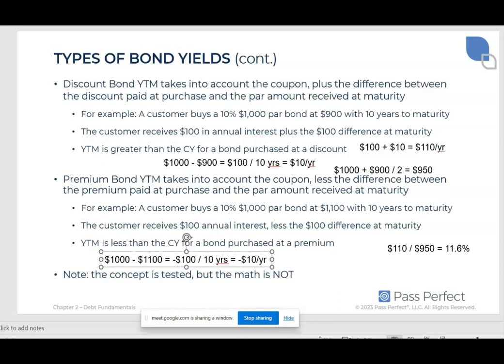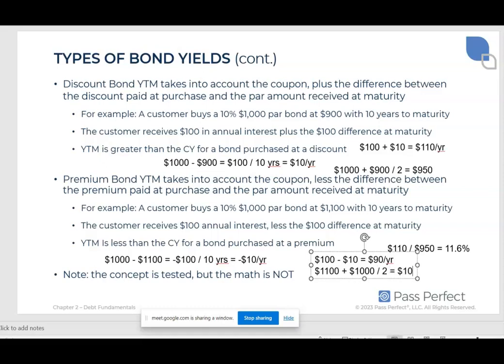So its annual benefit now is the $100 in interest payments minus the $10 in amortization. So the total annual benefit is actually $90 per year. And then of course you divide that by the average of what they bought it for and what they'll get on maturity date. So the average is the $1,100 they paid for it, plus the $1,000 that they get on maturity date, divided by 2, and what is that?